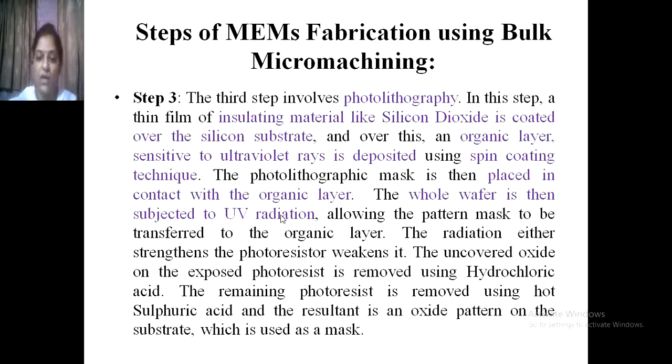The uncovered oxide on the exposed photoresist is removed using hydrochloric acid. The remaining photoresist is then removed using hot sulfuric acid, and the result is an oxide pattern on the substrate, which is used as a mask.